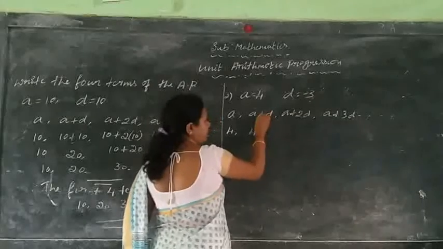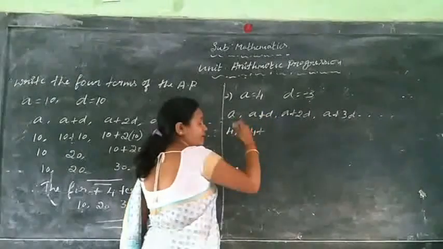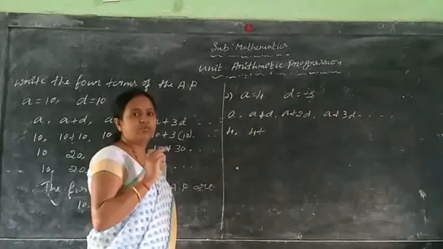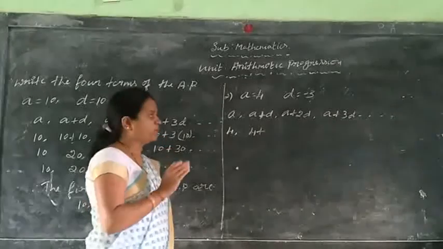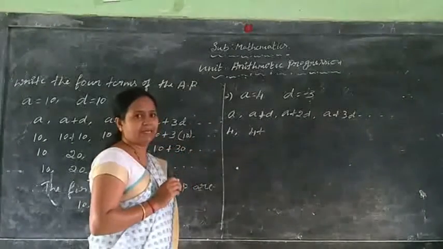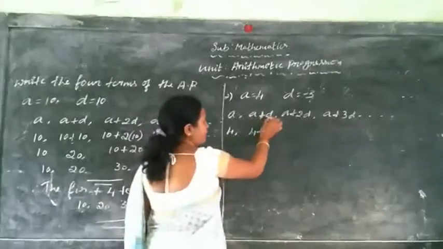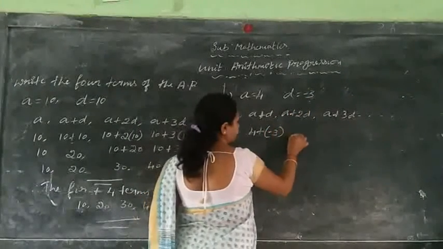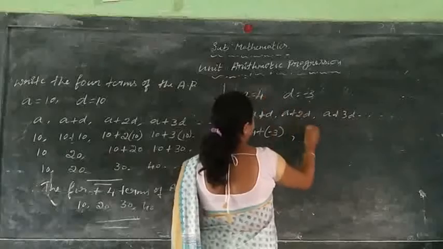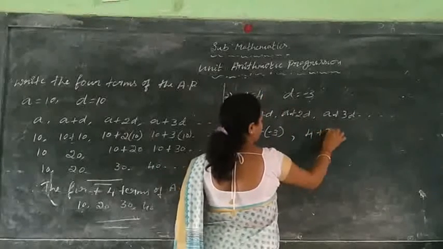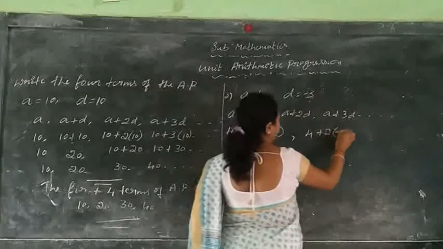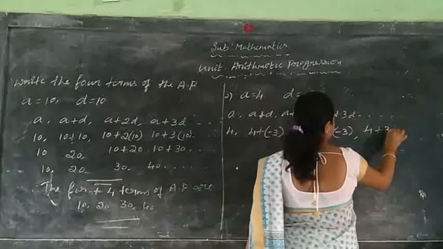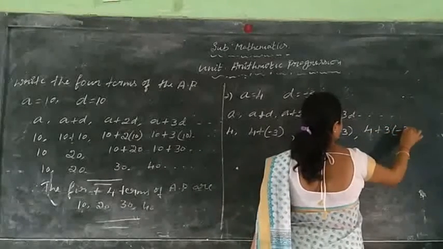4 plus, write down the symbol plus what is there here. Then afterwards we write the value of d, children. If the value of d is negative, then you have to write it inside the bracket. If it is positive, you can write it directly, isn't it? Okay. What is the value of d? Minus 3. We will write it inside the bracket. Next, the value of a is 4 plus 2 into d, minus 3. Next, 4 plus 3 into minus 3.